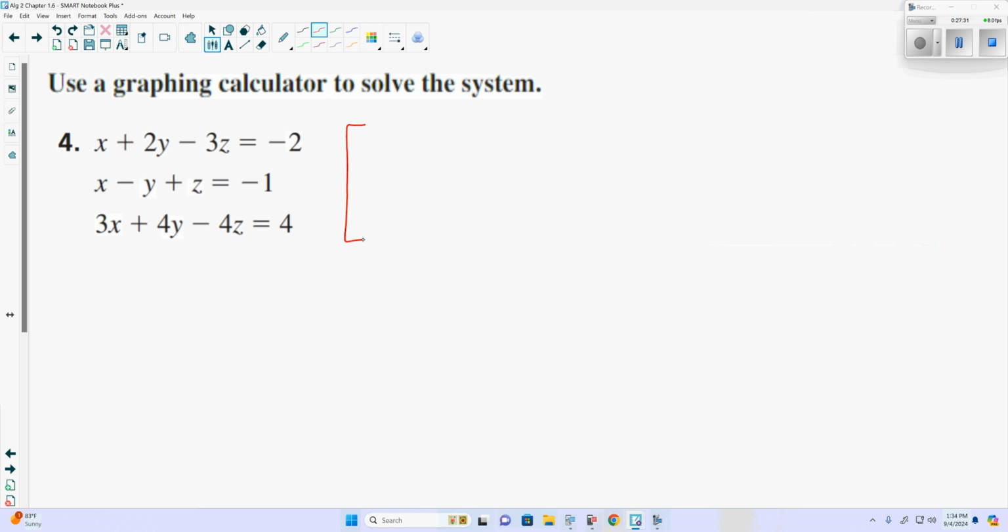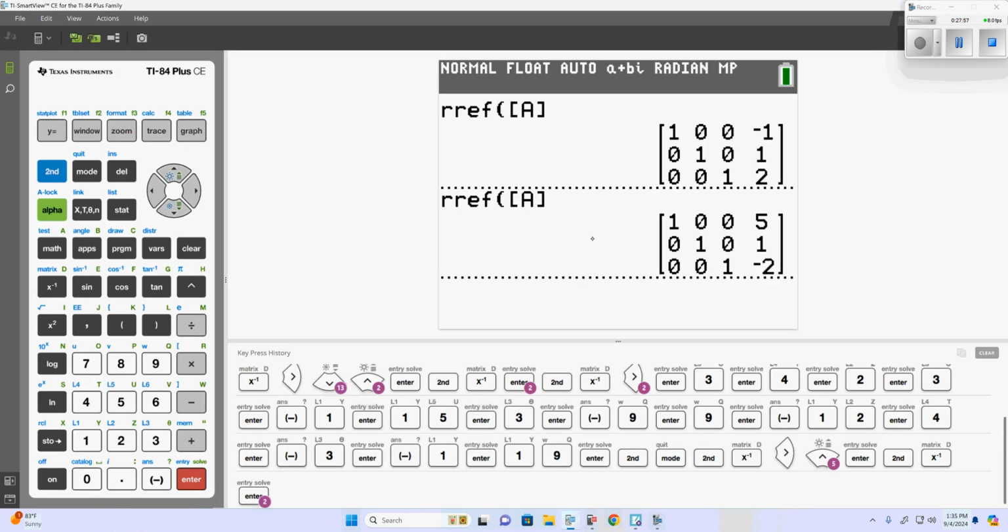Let's do this here. So our augmented matrix for this here would be what? 1, 2, negative 3, negative 2, 1. And this is still a 3 by 4. So we can go to the calculator.